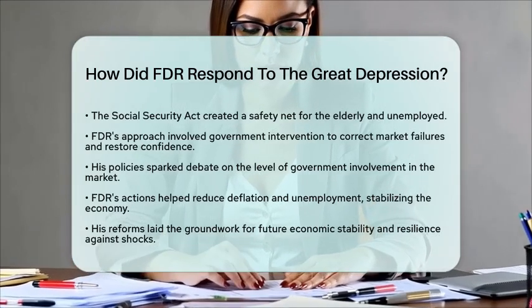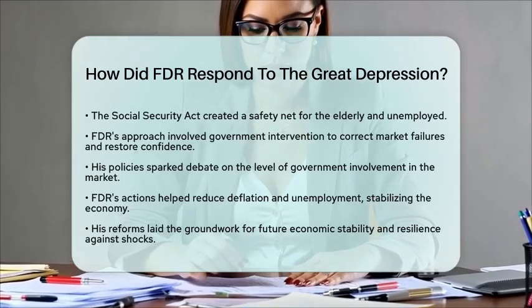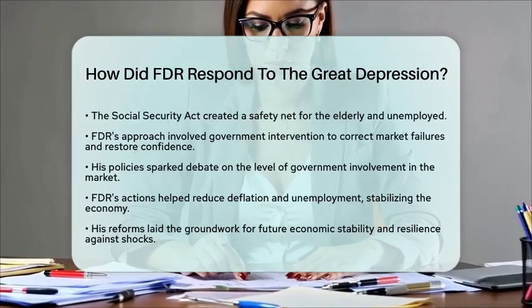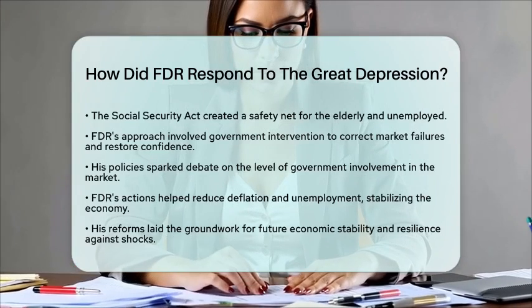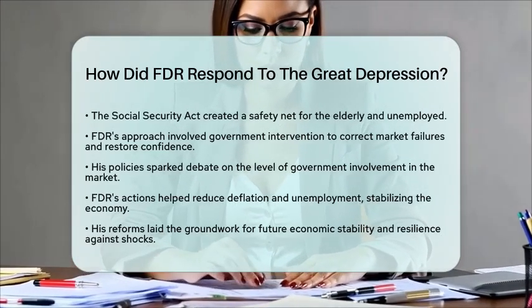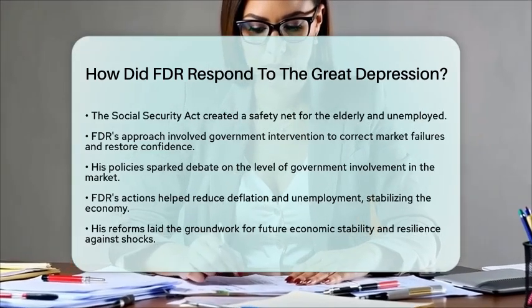FDR responded to the Great Depression by using government intervention to stabilize and reform capitalism. He aimed to prevent future crises while preserving the core of market-based economics. His approach remains relevant today as we consider how governments should respond to economic challenges in capitalist economies.